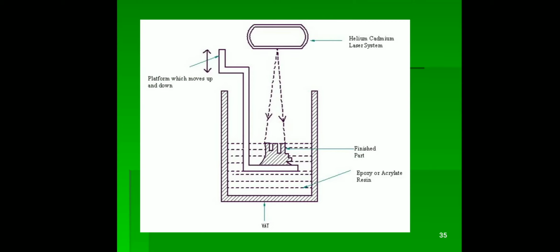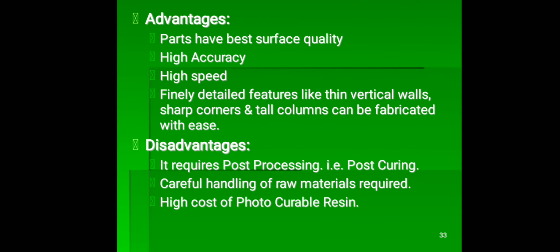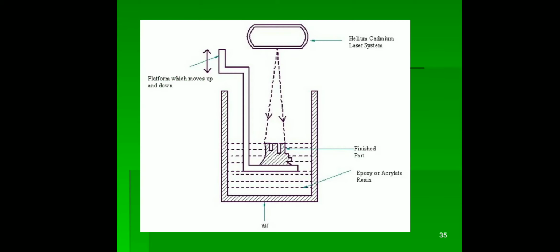So this is, as I explained earlier, the helium cadmium laser system, where the laser falls on the liquid, and this is the platform which is used to move the finished part in the downward direction. And here this container contains liquid epoxy or acrylate resin, and I explained the working earlier. So you can draw this diagram in the final examination. With this help, you can explain this technology.